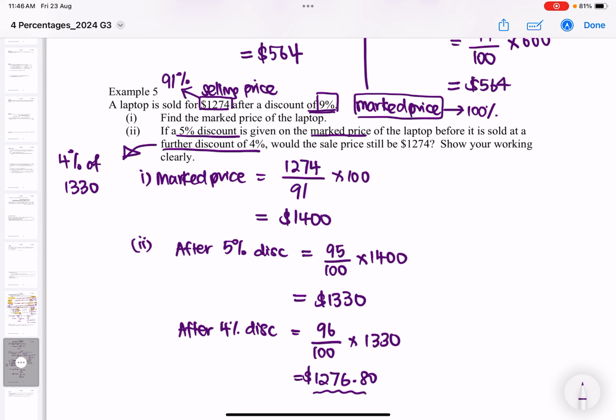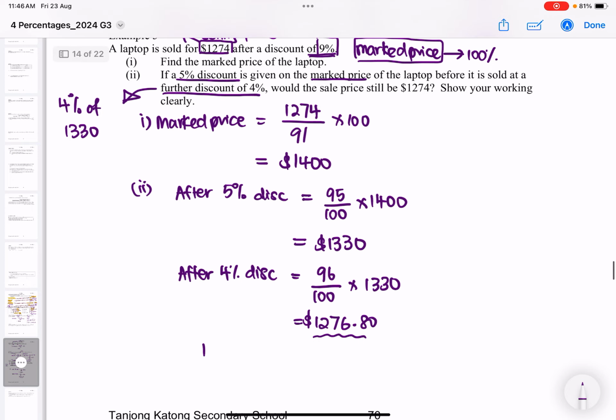So why does this happen? Of course, in this question, they ask you to show your working clearly. So we can see that this amount is not the same as 1274. So the sale price would not still be 1274. How can we explain this if the question didn't want calculations and they wanted us to do an explanation?